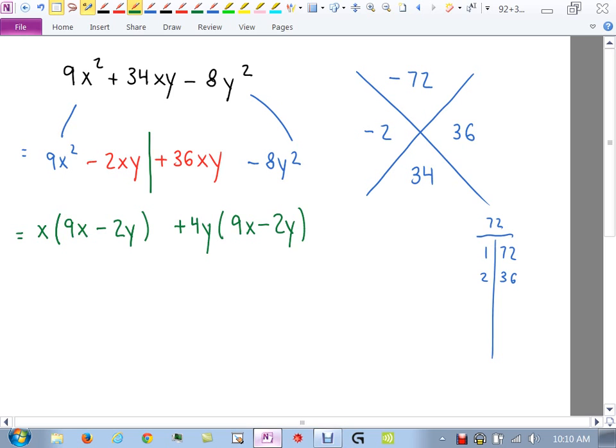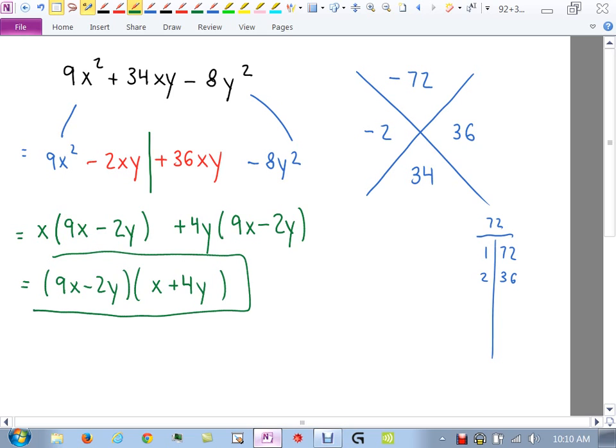And you could double check it, do the 4y through the last one here. 4y times negative 2y is negative 8y squared. Now write them out. 9x minus 2y, that's what matched. And then in the other parentheses, x plus 4y. There you go. All right. These don't factor, right? No difference of squares, so we are done.